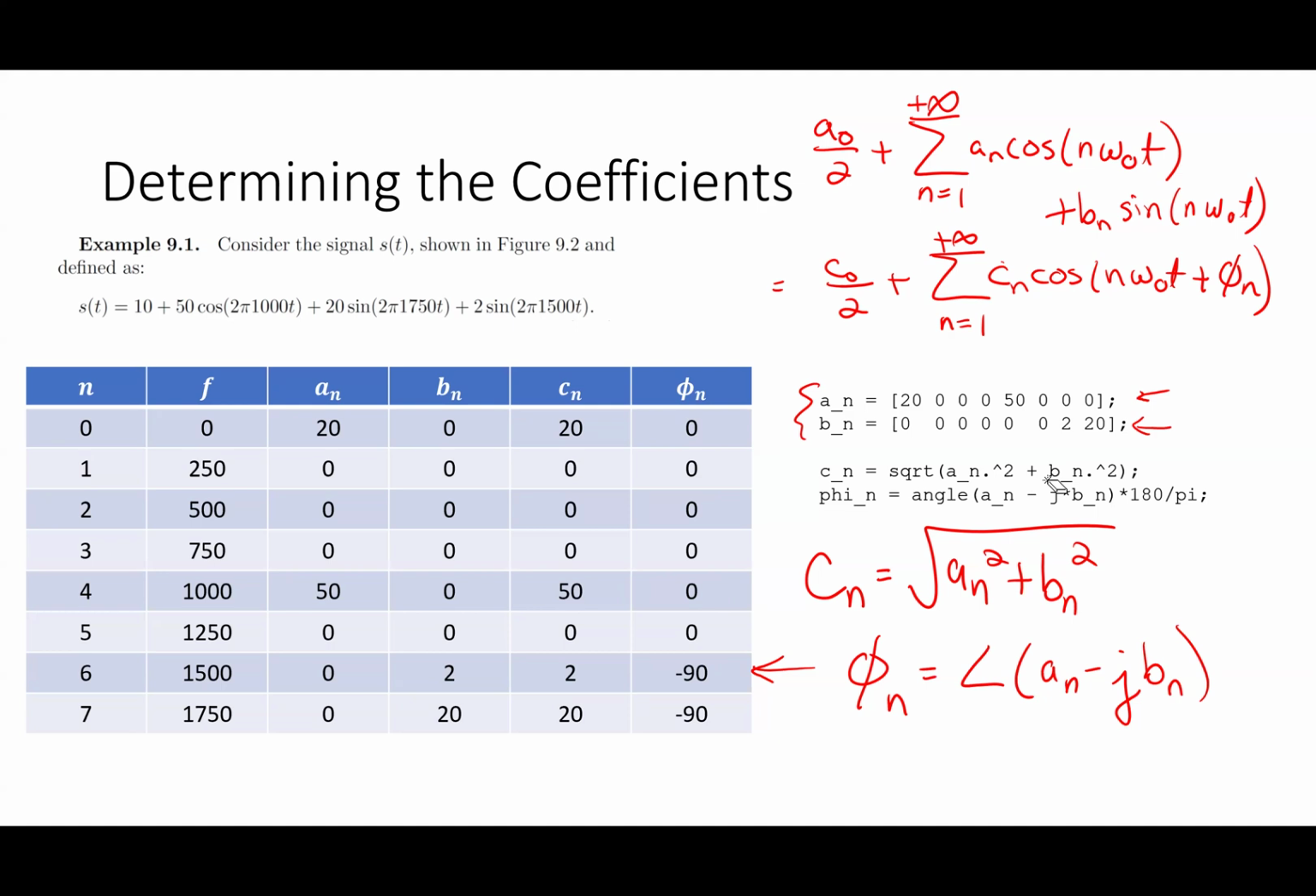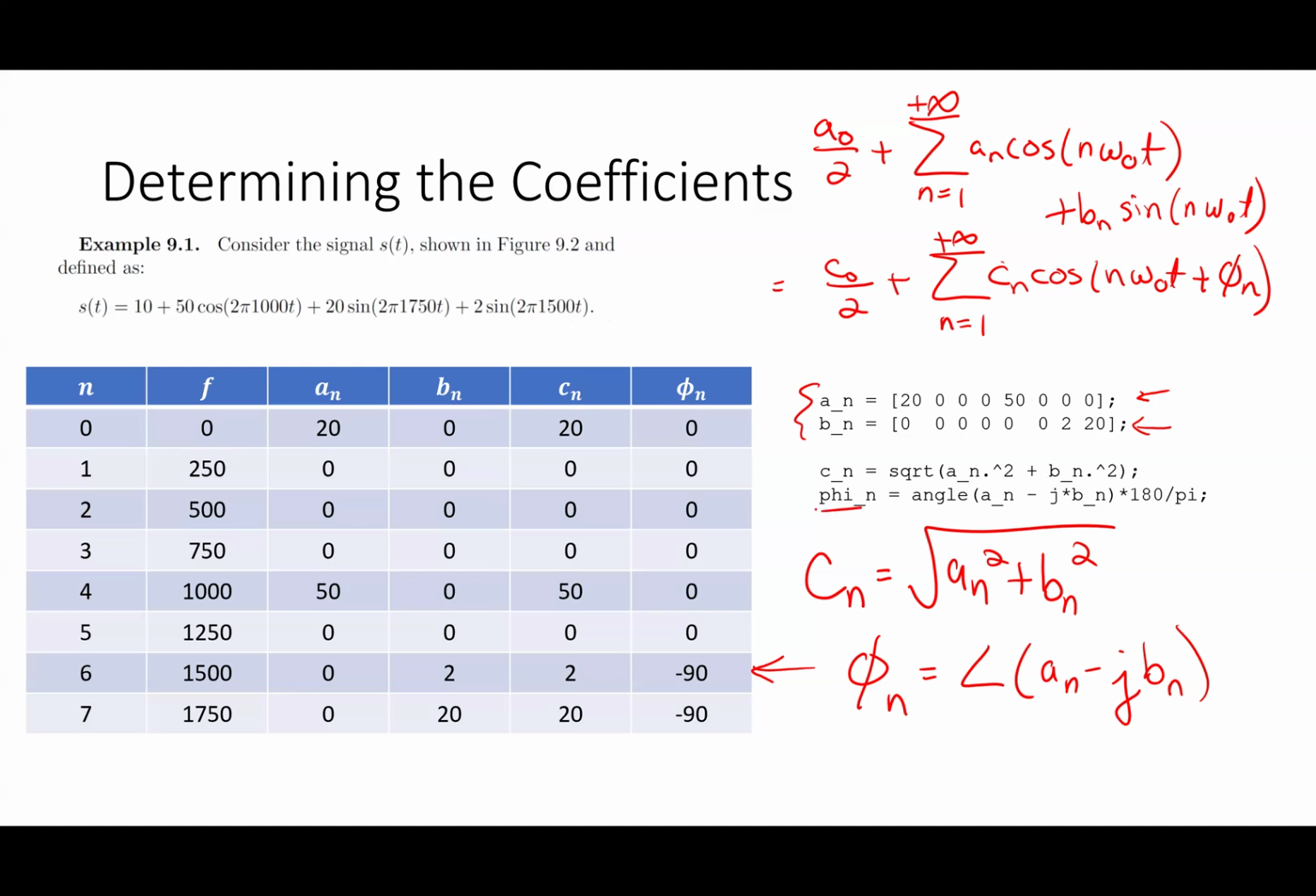I took every element in an and squared it. I took every element in bn and squared it. And then I took the square root of the sum of those two things. Now, if you don't like that, because you're doing too much at once, you could do it with a for loop, right? I could take out every value of an and bn together and create the value of cn separately. You could do that. But I operated on the entire vector. You can do it either way.